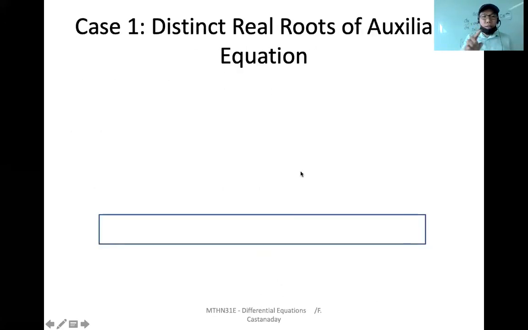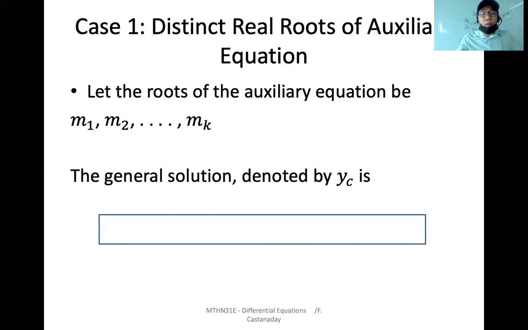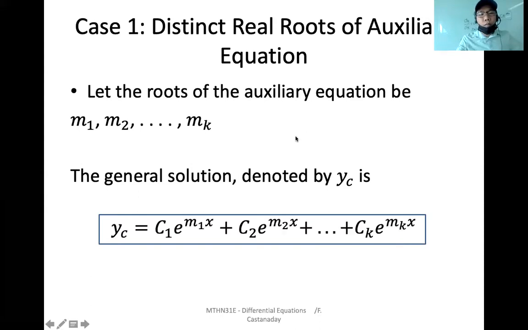Okay. So the first case, or case number 1, distinct real roots of auxiliary equation. So paano ba yung solution nito, sir? So let the roots of the auxiliary equation be, yan, yung m na to, this is the root of the auxiliary equation. So saan ba nanggaling yung m na to? Okay, so let m sub 1, m sub 2, and so on, be the roots of the auxiliary equation. The general solution denoted by y sub c is, okay, parang may kulang. Ito ba yun?